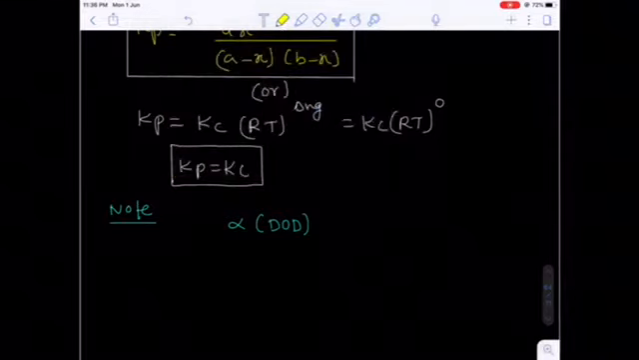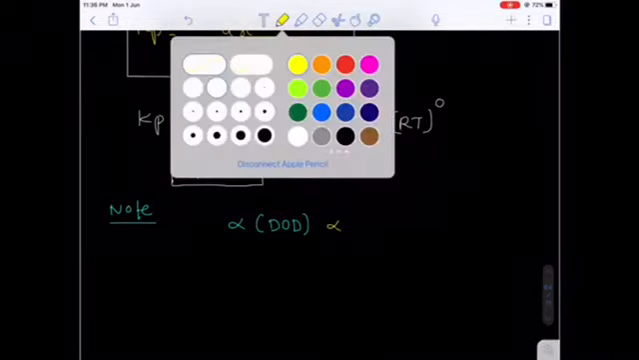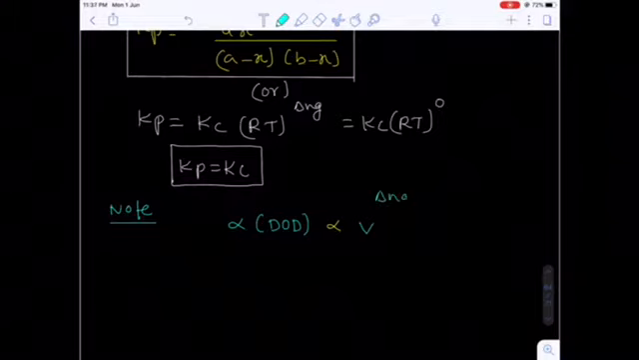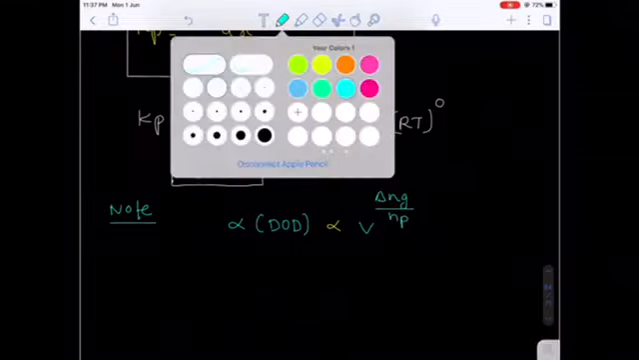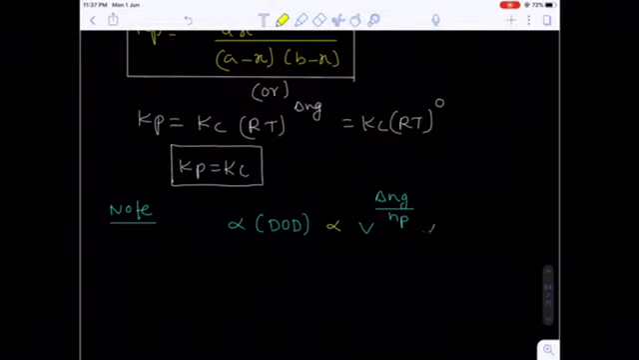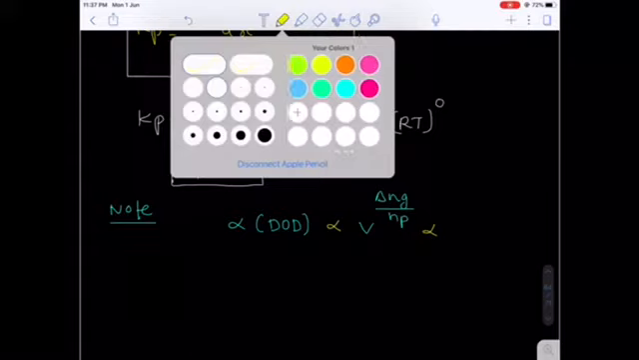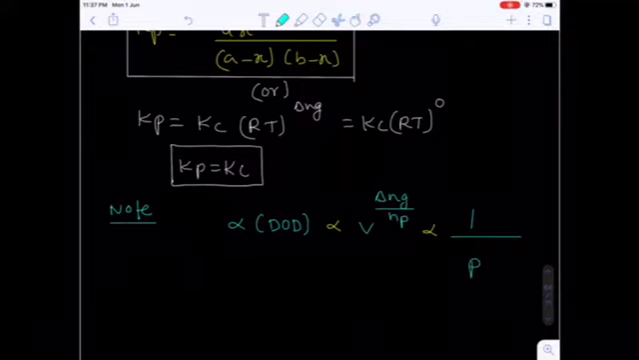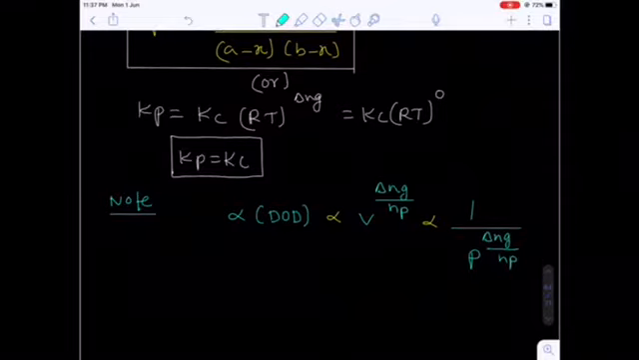Alpha is directly proportional to volume to the power delta Ng, whole divided by delta Ng divided by the number of moles of the products, or inversely proportional to pressure, or P to the power delta Ng divided by the number of moles of product.